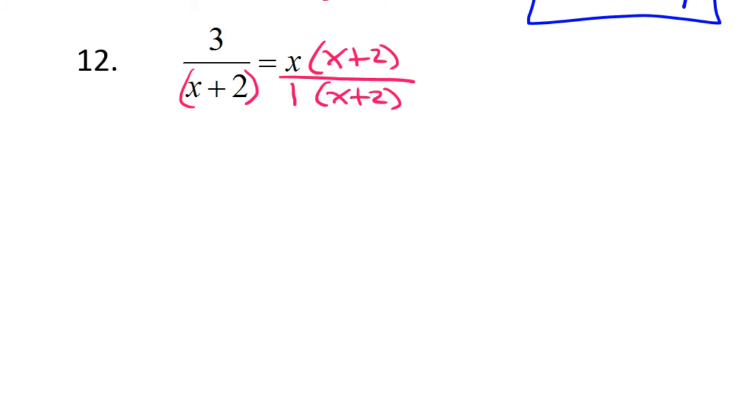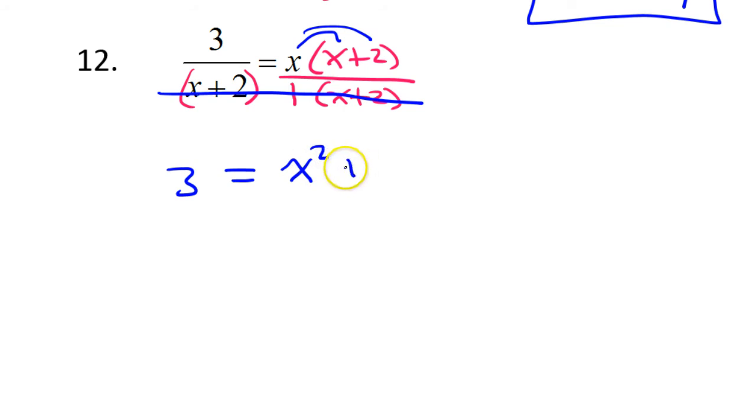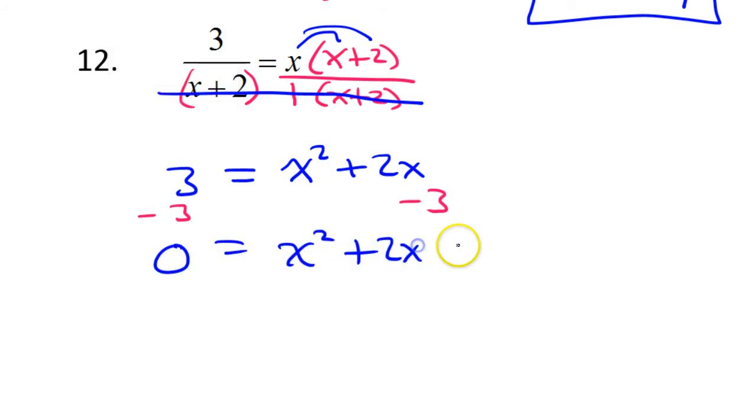Now that I have the denominators equal, that means the numerators must be equal. So I'm ignoring the denominator now, and I'm looking at 3 equals x times x plus 2. Now I'm going to go ahead and just do the distributive property. So that's x squared plus 2x. Alright, so the way to solve this would be to subtract 3 from both sides. So now I have 0 is equal to x squared plus 2x minus 3.